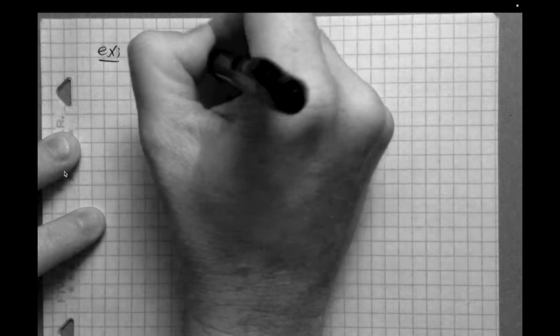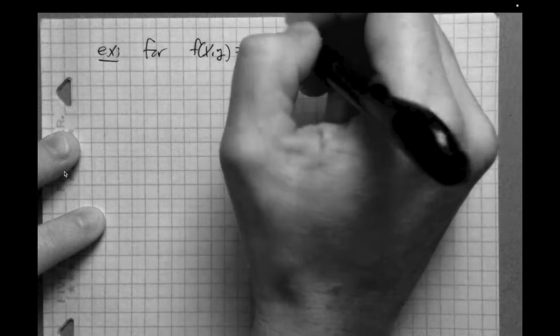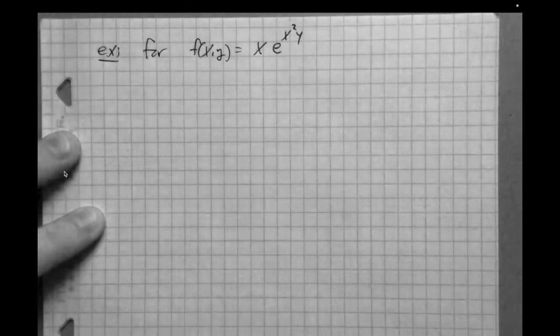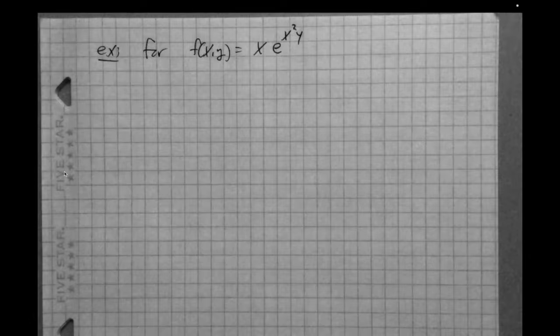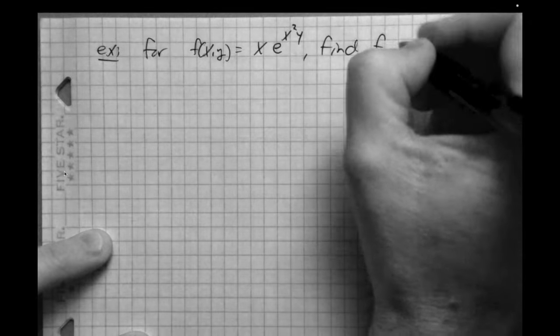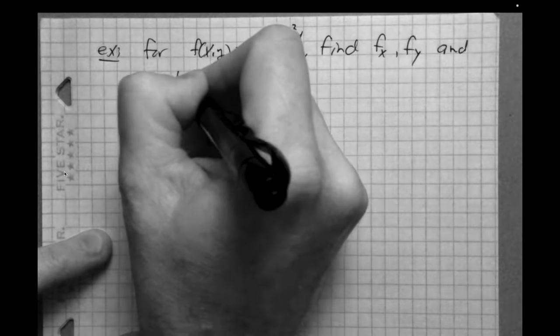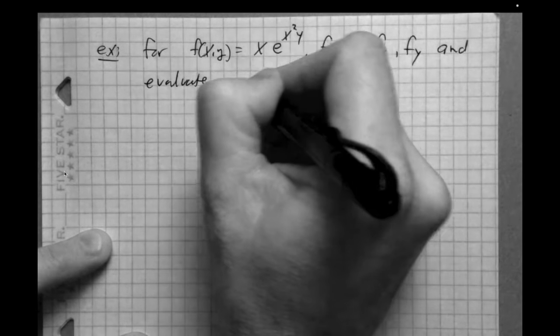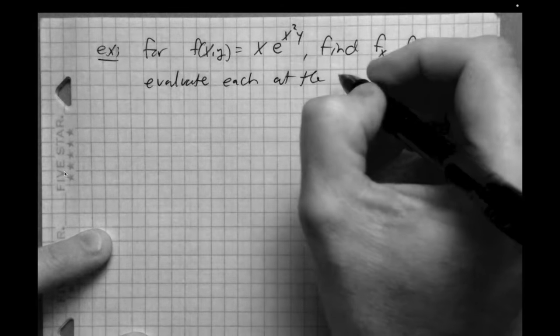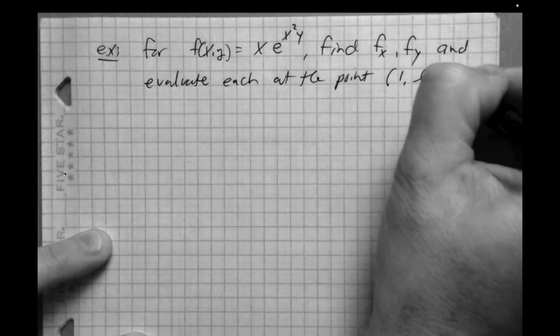So, okay, here's an example. For f of x, y equal to x times e to the x squared y, okay, so you got this function of x and y. Let's find f sub x and f sub y and evaluate each at the point (1, ln 2). Okay.